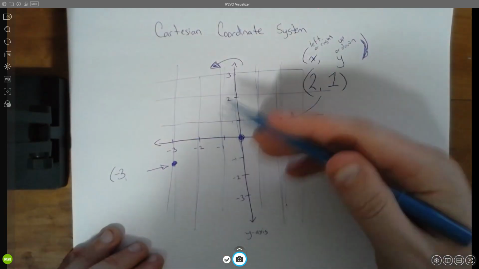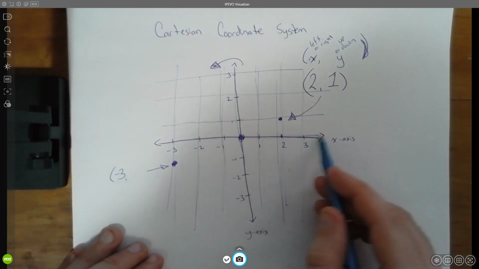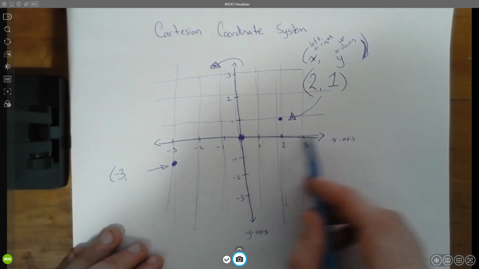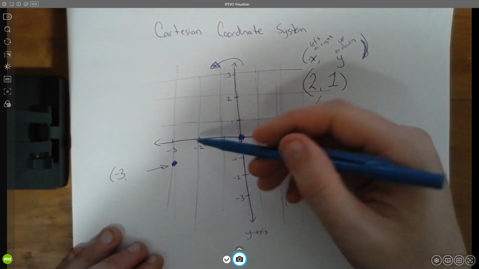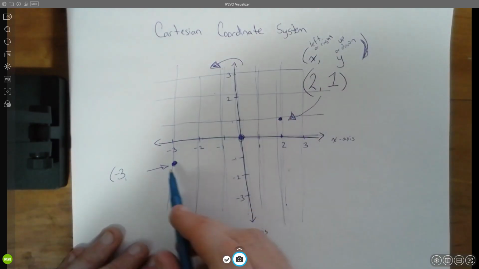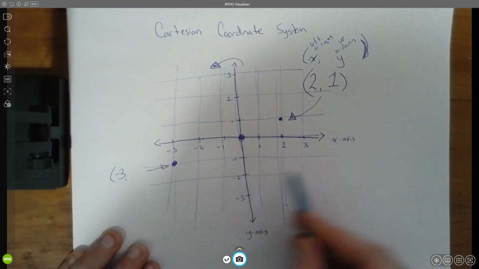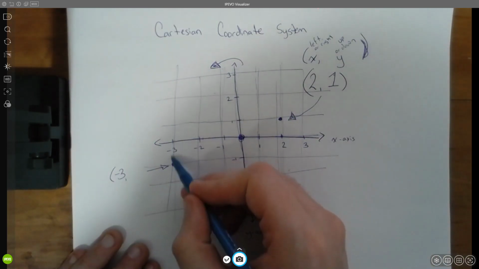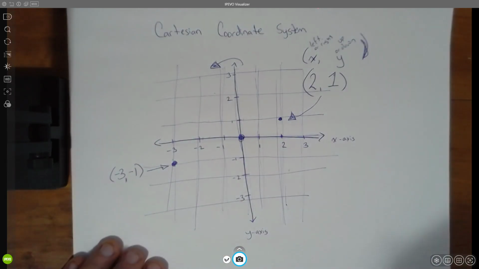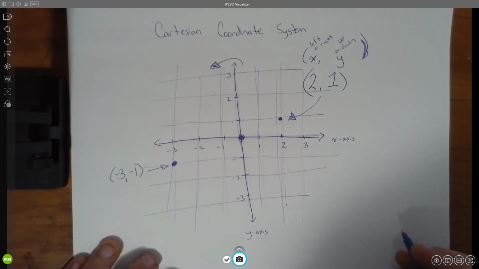Now, y is how far up or down it is based on this line. This is like our middle line here. Just like our x, this was our middle line; with our y, this is our middle line. So when we went up, it went 1, 2, 3, but now we actually have to go down. So we have -1, -2, and -3, and it's down -1. So -3, -1 would be where this particular point is going to be.